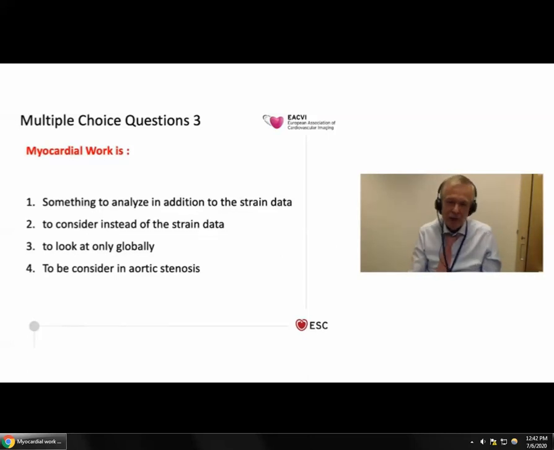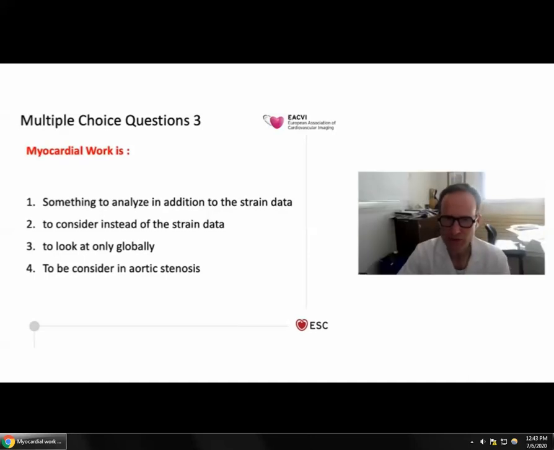Okay, well, here we have the answers. The question number two has four answers, and the first one got 88%, to analyze in addition to the strain data. The second answer alternative got only 1%, and the next one 8%, and the last one 4%. So the majority seem to think, based upon the lecture, that myocardial work is analyzed in addition to the strain data, and the comment from you, Erwan.